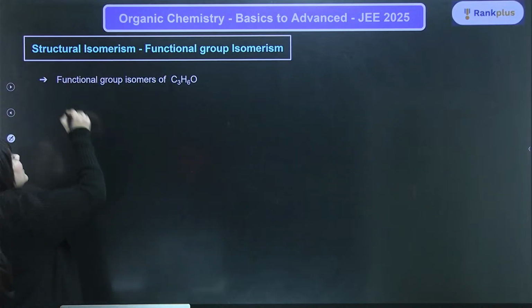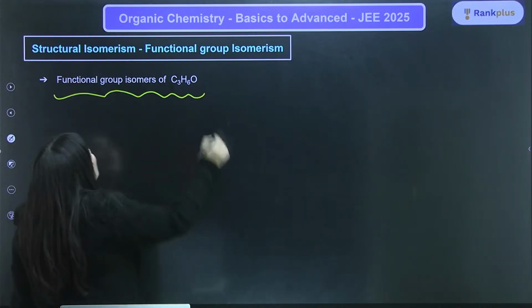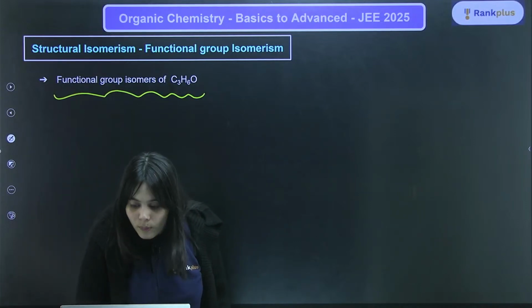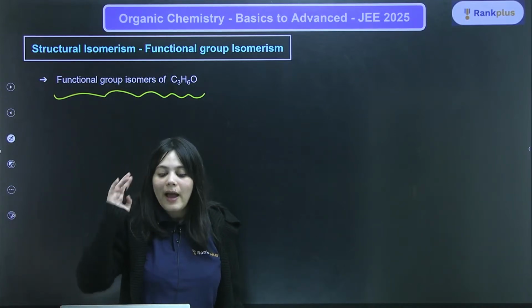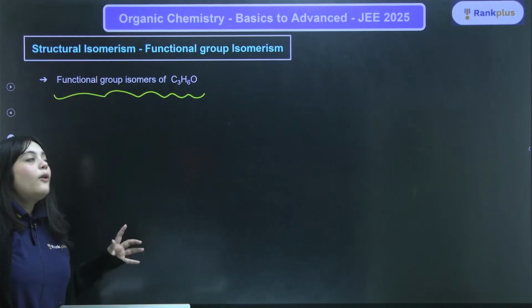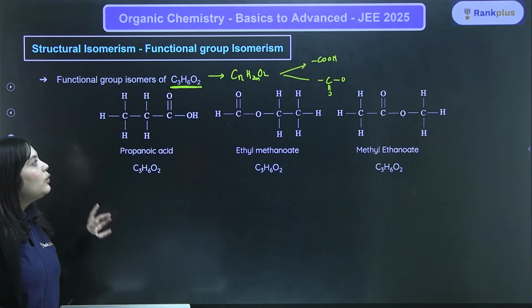So this is once again a homework for you guys. You have to write all the functional group isomers of C3H6O. Right? Now, before I move forward, I want to tell you another thing.